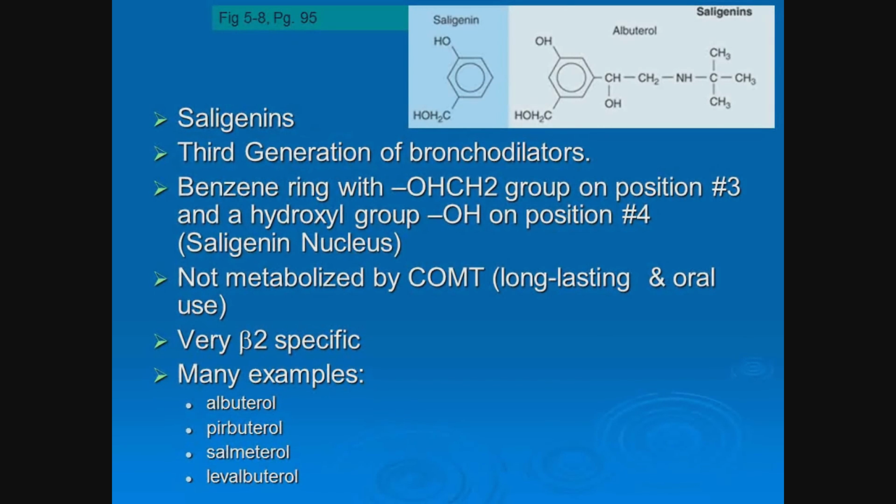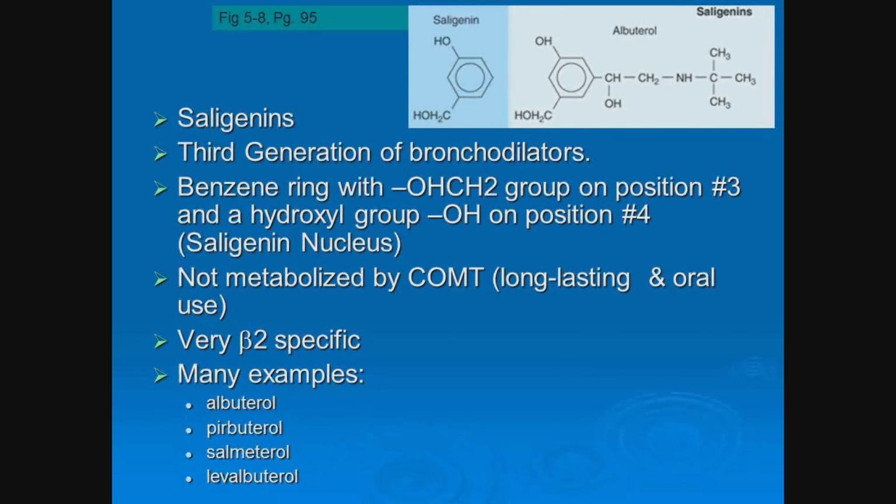Third generation. So first generation were catecholamines, second generation were resorcinols, third generation are saligenins. I just love saying that word. Saligenin. And a couple things we did here, instead of just having an OH in that 3-5 or in that 5 position, we now have a different chemical arrangement. And this is called the saligenin nucleus.